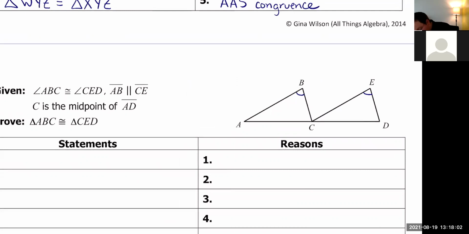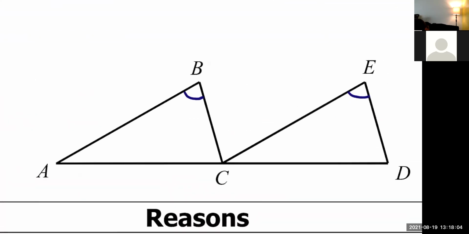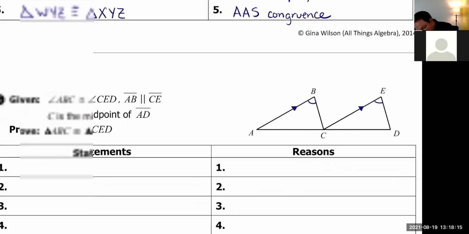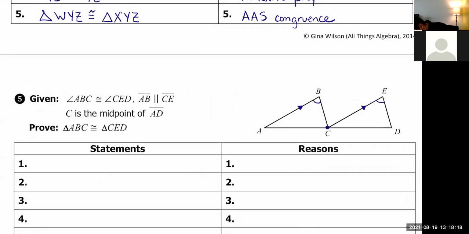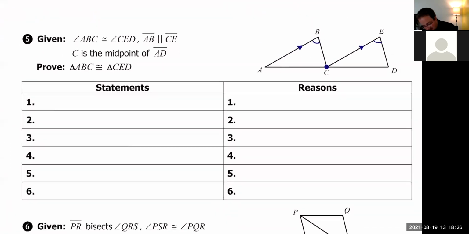AB and CE are parallel. So I'm going to sketch in my little arrow on the line just so I can visually see that those two lines are in fact parallel because we were told so. And then C is the midpoint of AD. So midpoint, I'm going to go ahead and make a very clear, distinct point there because that must be significant. And then you'll notice that I've got 6 lines now, but that's because we were given 3 different statements to begin with. So I'm going to take just a moment and write each of those given statements because that's going to be where we start at.